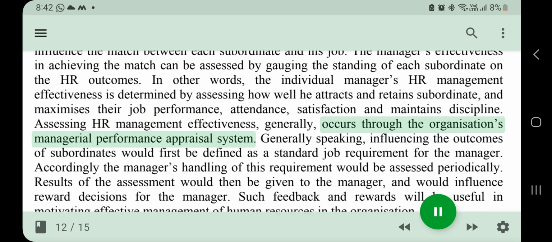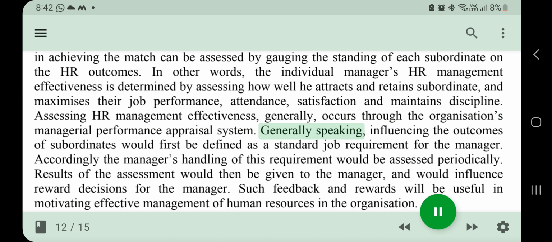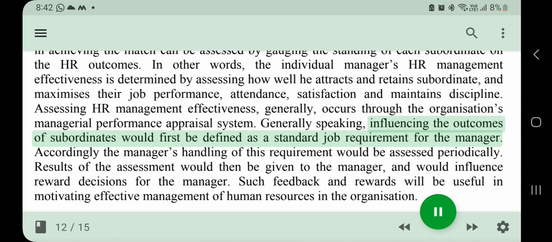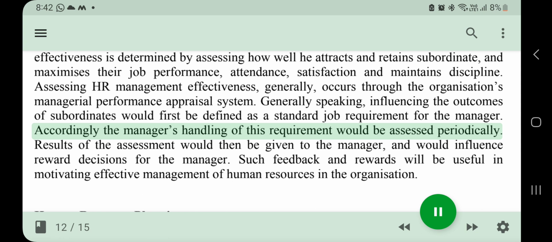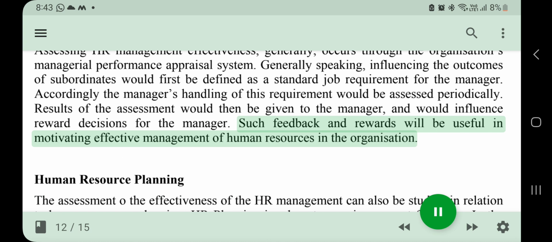Assessing HR management effectiveness, generally, occurs through the organization's managerial performance appraisal system. Generally speaking, influencing the outcomes of subordinates would first be defined as a standard job requirement for the manager. Accordingly, the manager's handling of this requirement would be assessed periodically. Results of the assessment would then be given to the manager, and would influence reward decisions for the manager. Such feedback and rewards will be useful in motivating effective management of human resources in the organization.